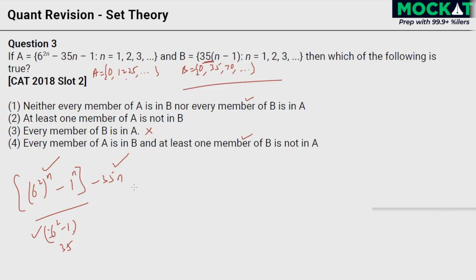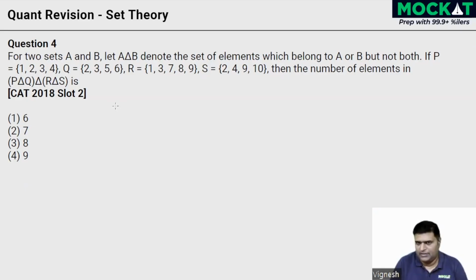Every term over here is going to be there. So every member of A is going to be in B, and at least one member of B, 35 or 70 and all of that, is not going to be in A. Option 4 becomes the answer. These will have to be wrong. No, these are wrong. So question 4, all right, let's just do this question.